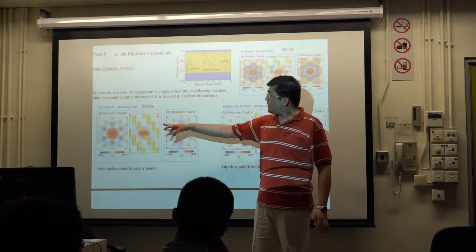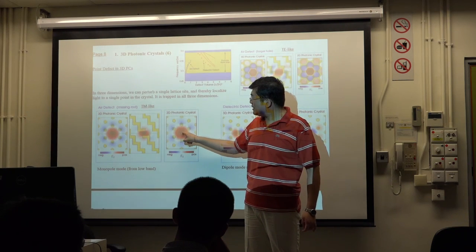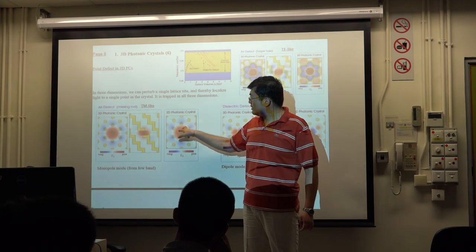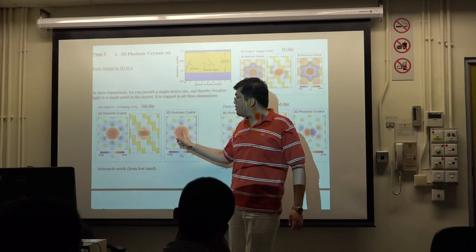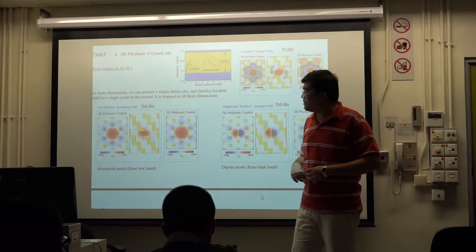Okay, they tell you, oh, this is 3D, this is 2D. 2D, this is the infinite length. I remove maybe one hexagon column. I remember this. Okay, this is dipole mode. This dipole mode is quite similar to this 3D dipole mode. Okay, monopole mode, sorry. It's monopole mode.